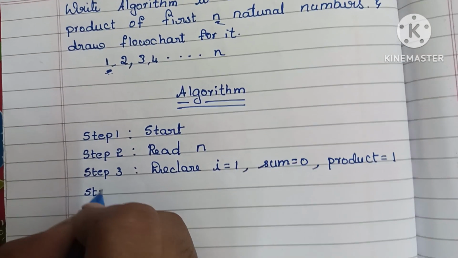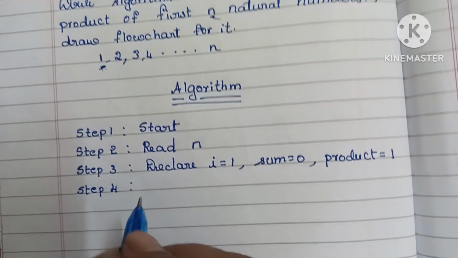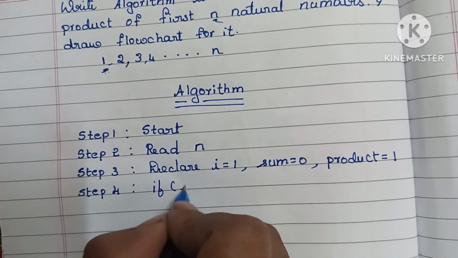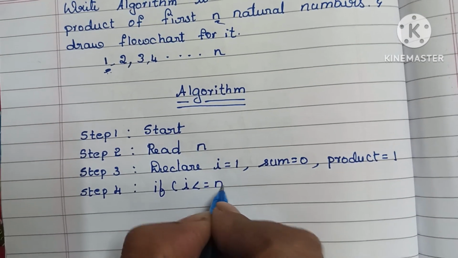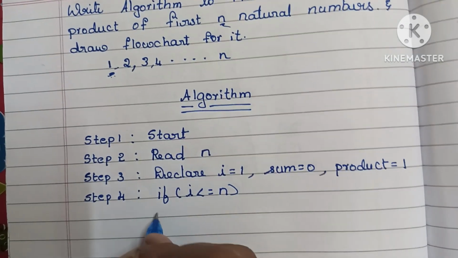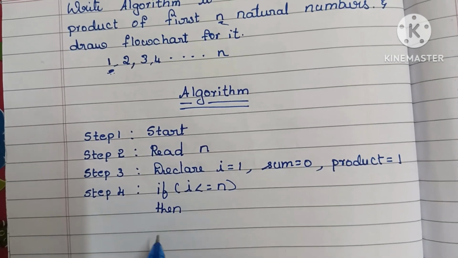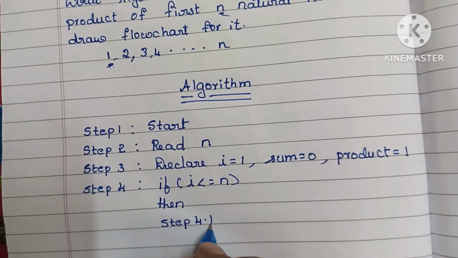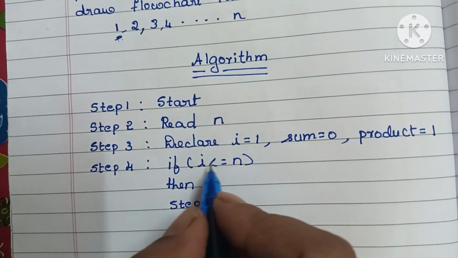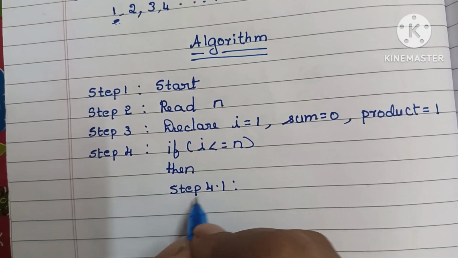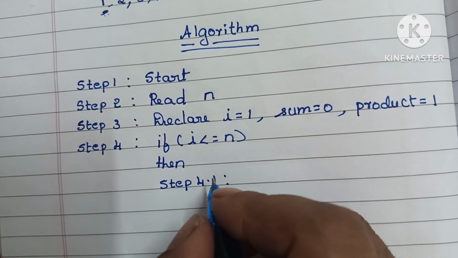Next, step number 4. In step number 4, we have to compare if the I value is less than or equal to n. If this condition is true, then we have to execute step 4.1.